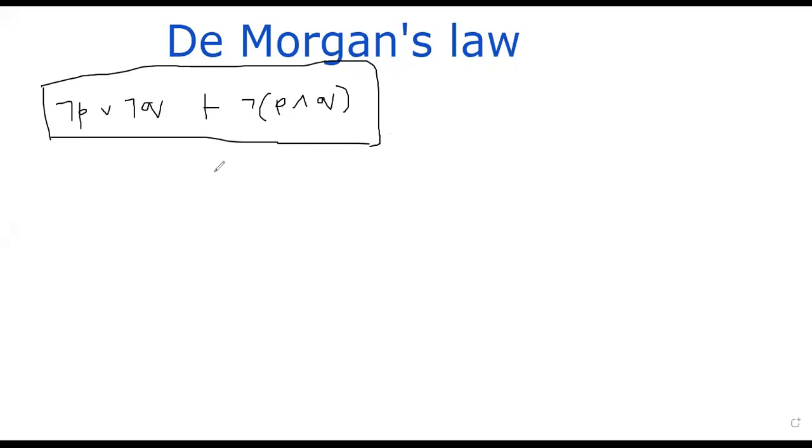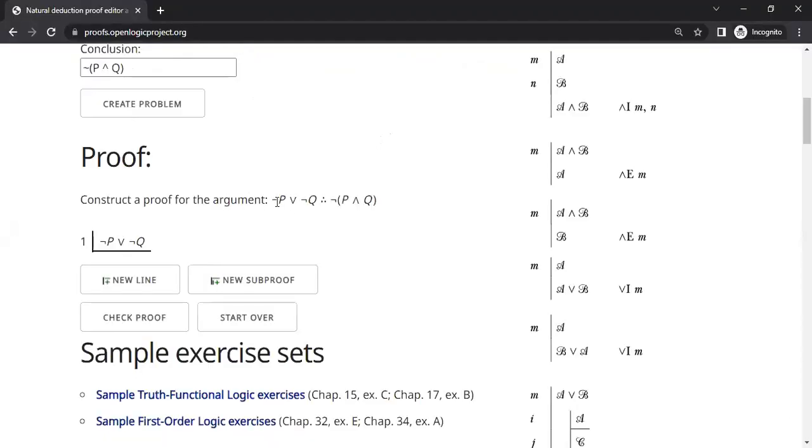I will be using the proof logic assistant to prove this. I created this problem already: not of P or not of Q is the same as not of P and Q. We will go ahead and make a proof using case-based reasoning and contradiction. Let's create a new subproof.